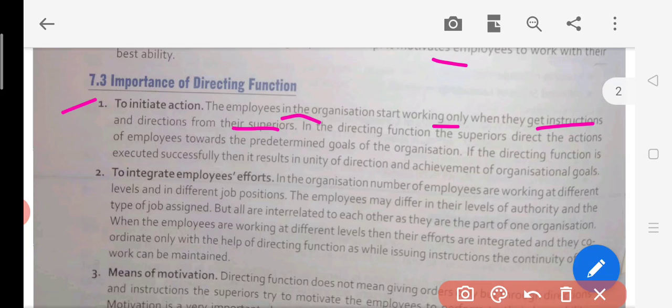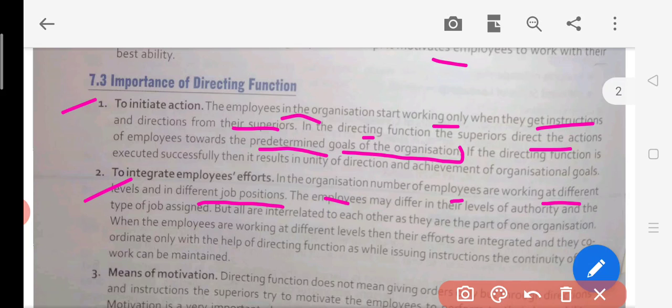In this directing function, the superior directs the action of the employees towards the accomplishment of predetermined goals of the organization, means targets. Okay, then to integrate employee efforts. Integration means you're connecting all the efforts of the people as one. Okay, so in the organization, a number of employees are working at different levels and in different job positions. We already know that in the company there are so many different types of posts and different types of work, like production, accounting, like store department. There is so much work and different types of departments are there.